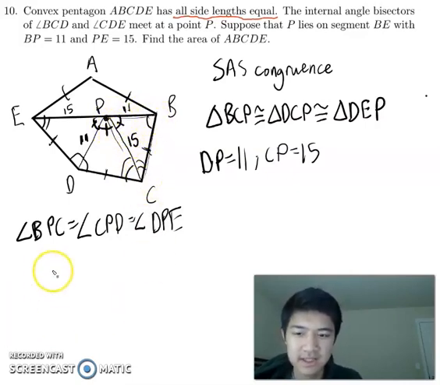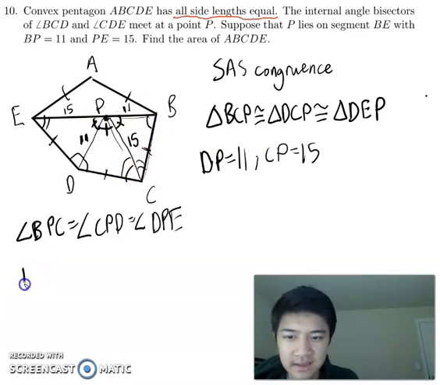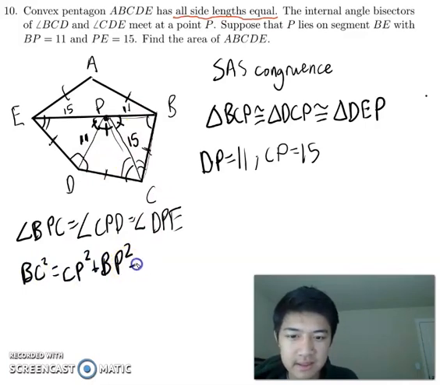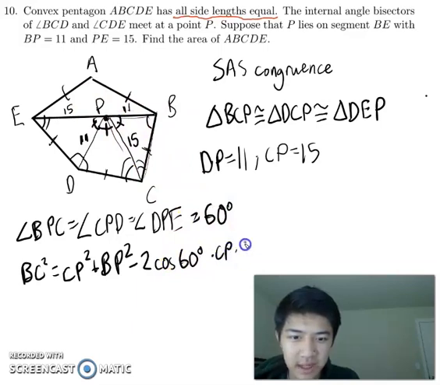We use law of cosines. So law of cosines should tell us that the length of BC squared should be equal to CP squared plus BP squared, and then minus 2 times the cosine of, sorry, I forgot to write here that it is 60 degrees. We mentioned this already. 2 times the cosine of 60 degrees, and then times CP times BP.